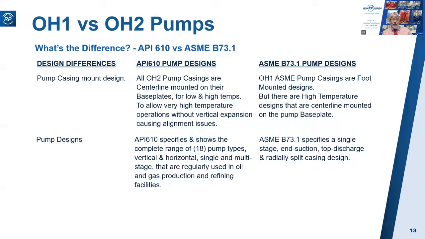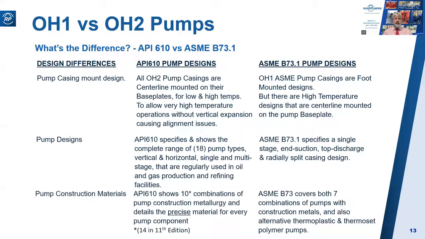API 610 has a much broader scope. It covers 18 pump types instead of just one. And for material types, it covers 10, it used to be 14, but it's now 10 combinations of pump construction. And it details the precise material for every pump component, right down to nuts, bolts, and washers. ANSI covers 7 combinations of materials, but it also covers thermoplastic and thermosetting polymer pumps, which API 610 doesn't cover.